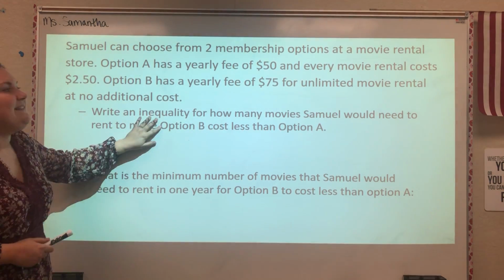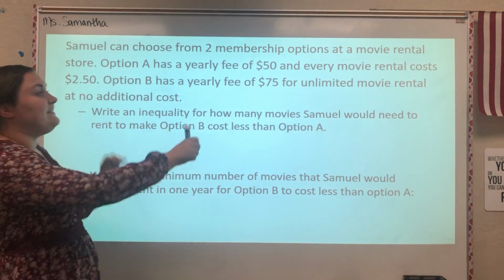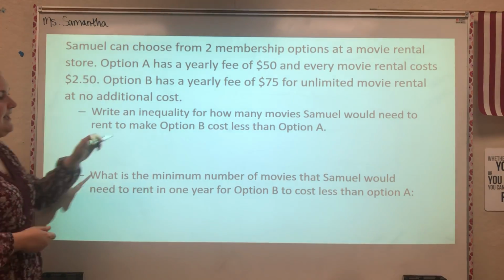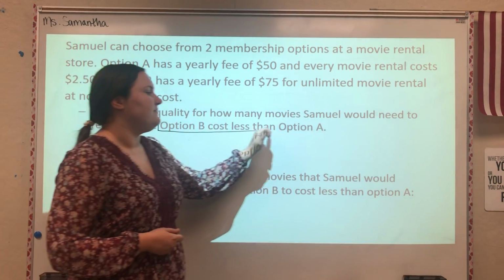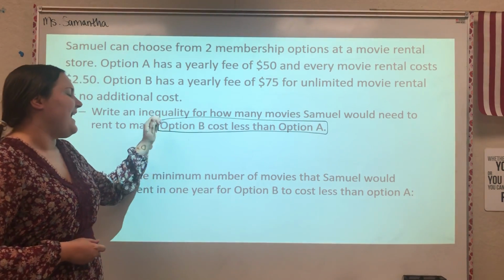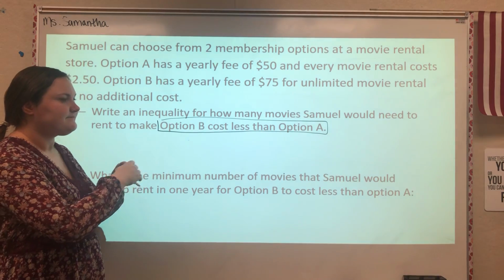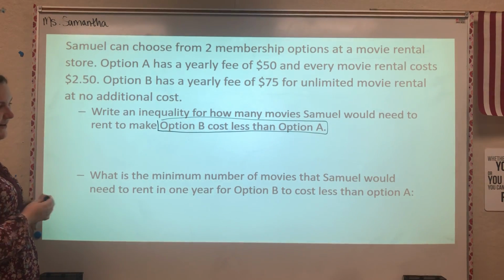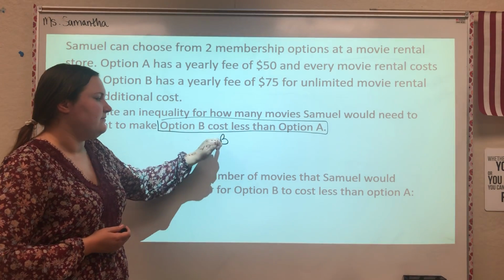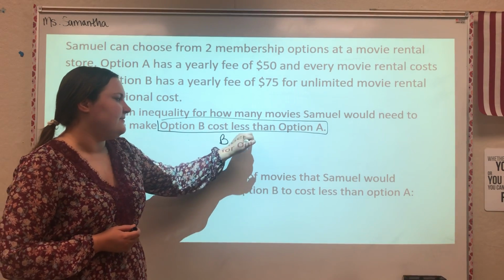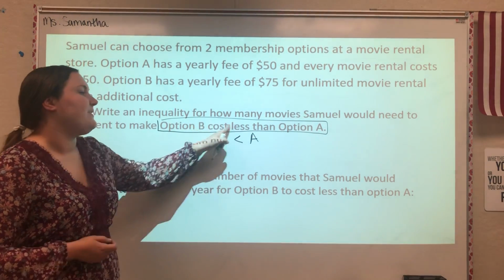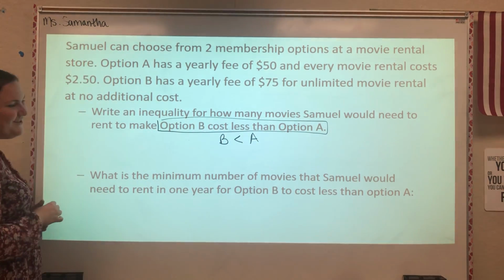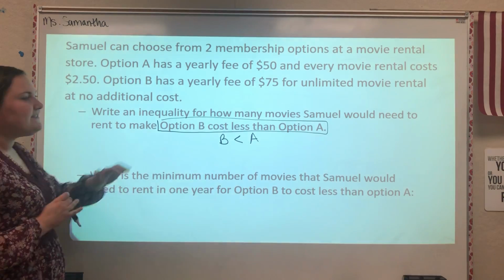When it comes to writing this inequality, sometimes students really struggle to see where the number should go. So my advice is I'm just going to write out a template for my inequality. What I'm trying to do here is I want option B to be less than option A. I'm just writing down what they said using math, using algebra. So we have B is less than A. Now let's fill in what we know.